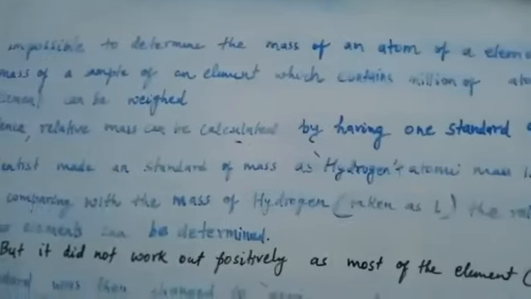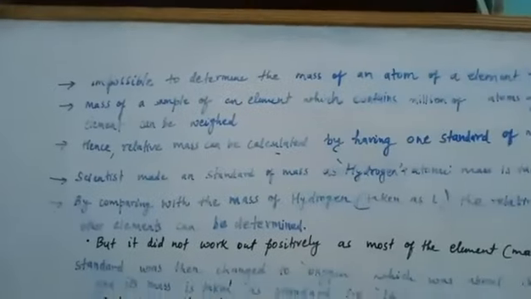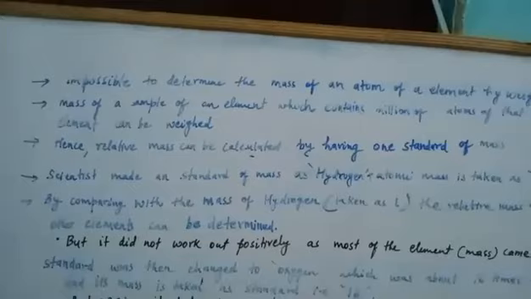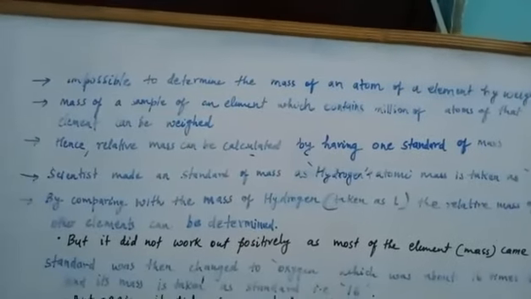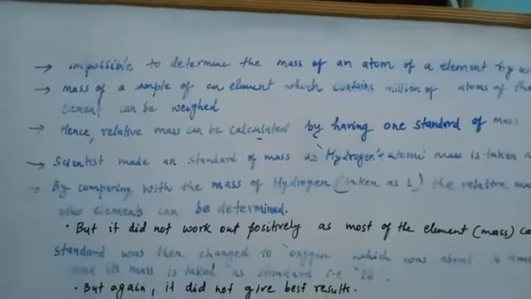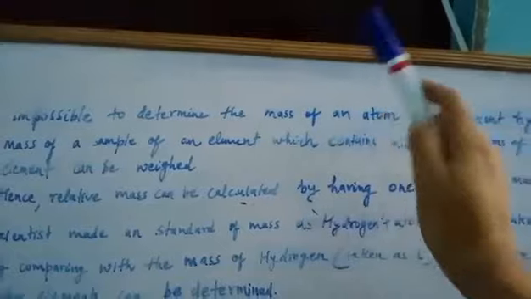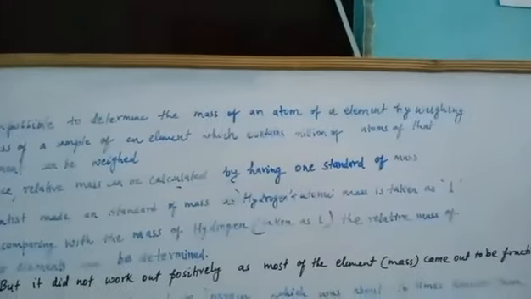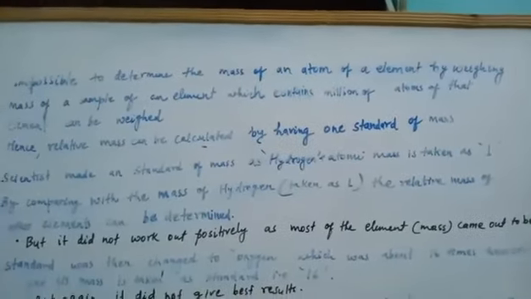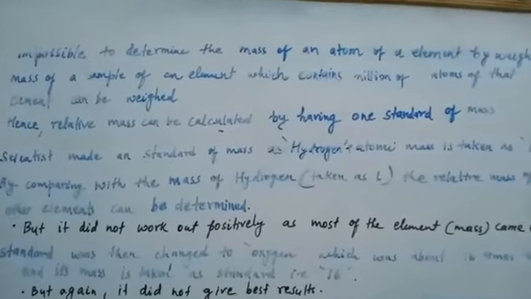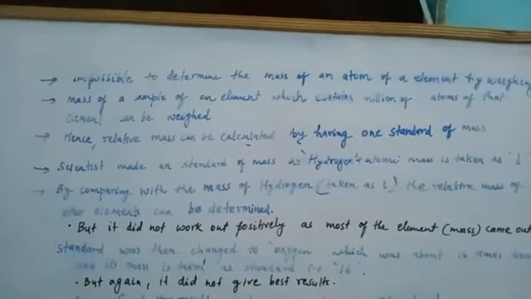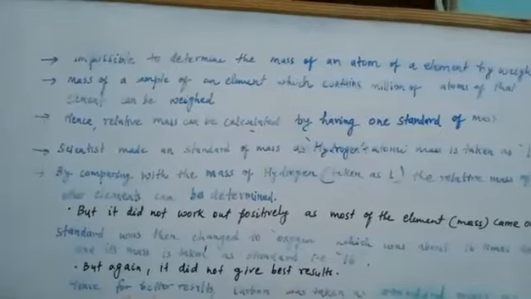We all know that an atom is very tiny in size, that cannot be seen by our naked eyes. Also, if we gather or collect millions of atoms together, that also cannot be isolated or seen. So it is highly impossible to determine just the mass of an atom of an element by weighing. Mass of millions of atoms present in a sample can be weighed.